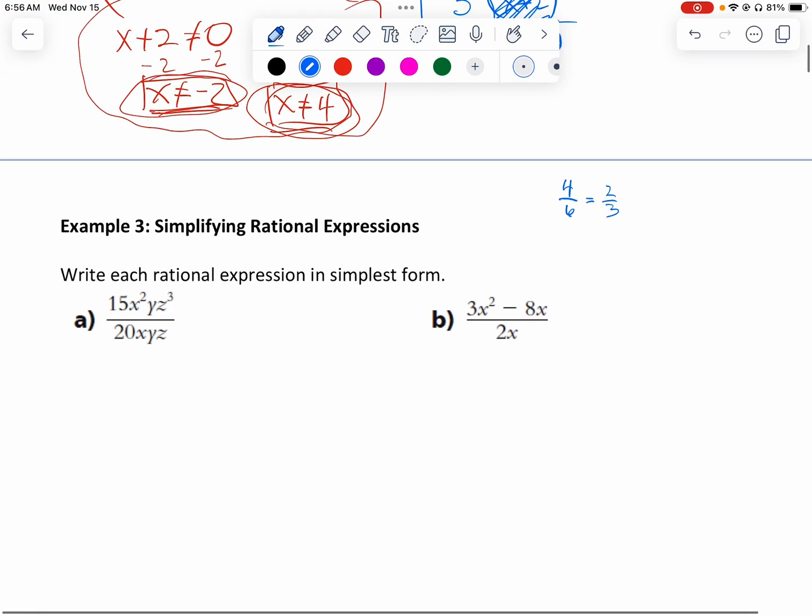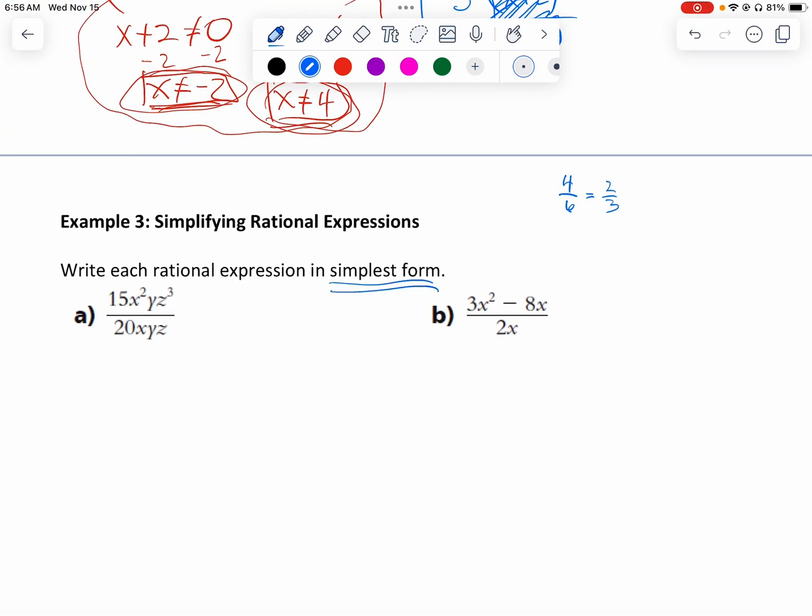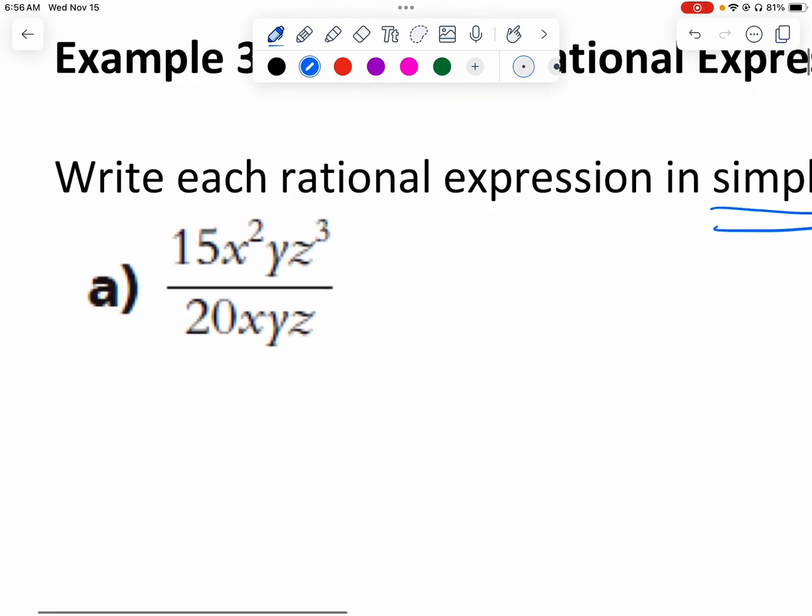Same with these rational expressions. Simplest form means that they have to be reduced. So you just reduce your fractions. Or in the case of question A, you just use your exponent laws and what you know about reducing fractions and reduce and simplify.